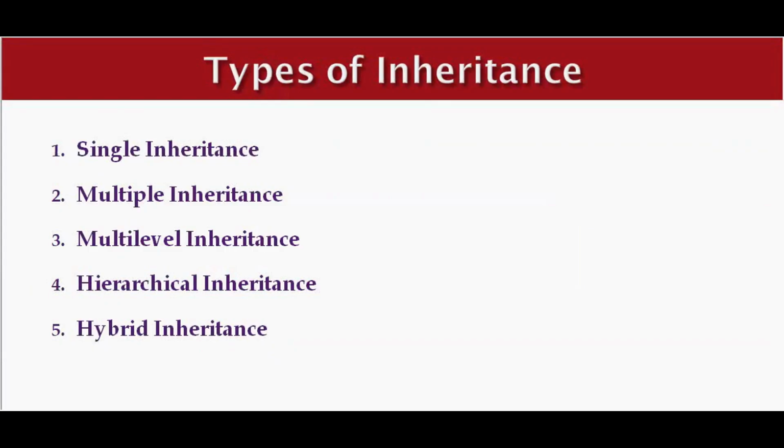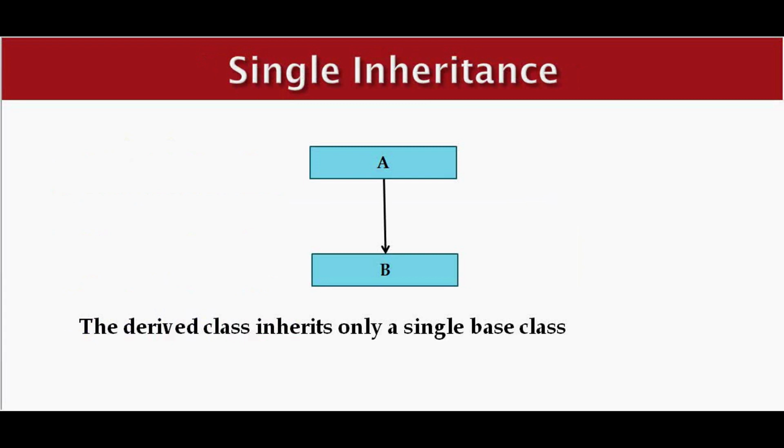Now let's move on to the types of inheritance. There are 5 types of inheritance in Python: single, multiple, multi-level, hierarchical and hybrid inheritance. You will see each and every type with an example. Single inheritance is where the derived class is inherited from only a single base class. So thus enabling code reusability, and you can always add new features to the derived class.